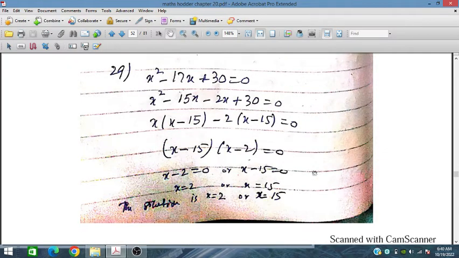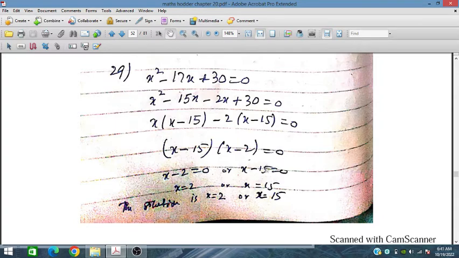This is x square minus 17x plus 30. So 30 can be divided into 15 and 2. When we add them, we get minus 17. When multiplied, we get plus 30. So take the x common here. This is (x minus 15)(x minus 2).